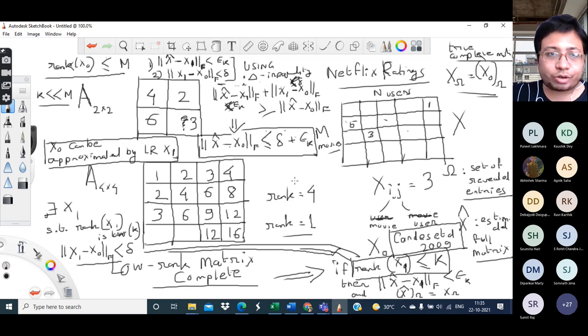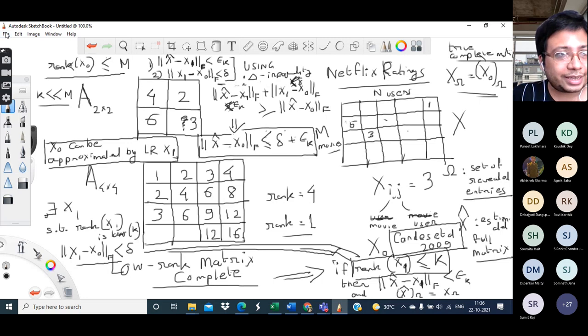And if a matrix is not actually low rank but is quite close to a low rank matrix, then the same algorithm can be used to obtain a matrix x hat which is close enough to the original matrix x naught. Okay, so all this is fine. All this is an active area of research which has been motivated by this Netflix ratings problem, but of course it has many other applications also.